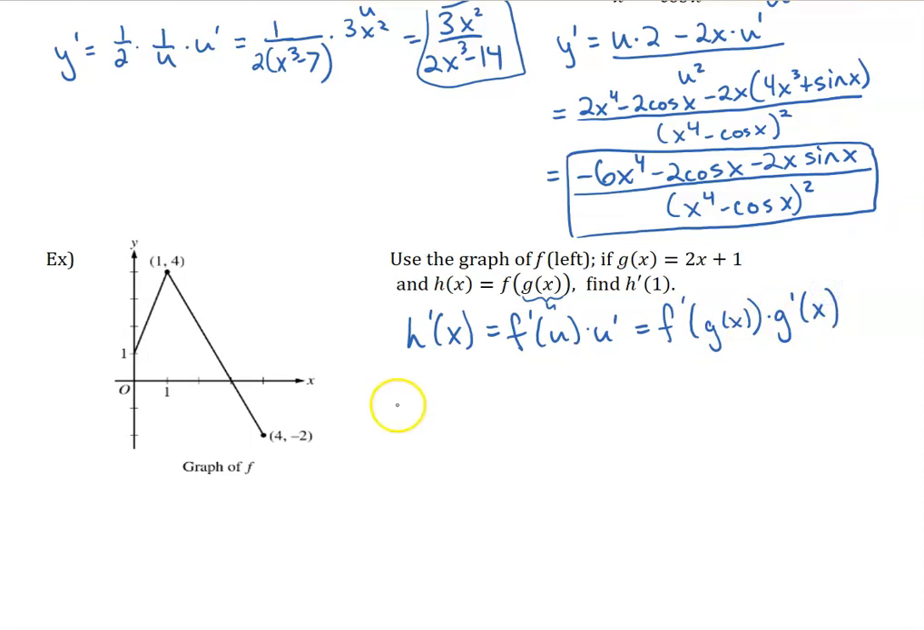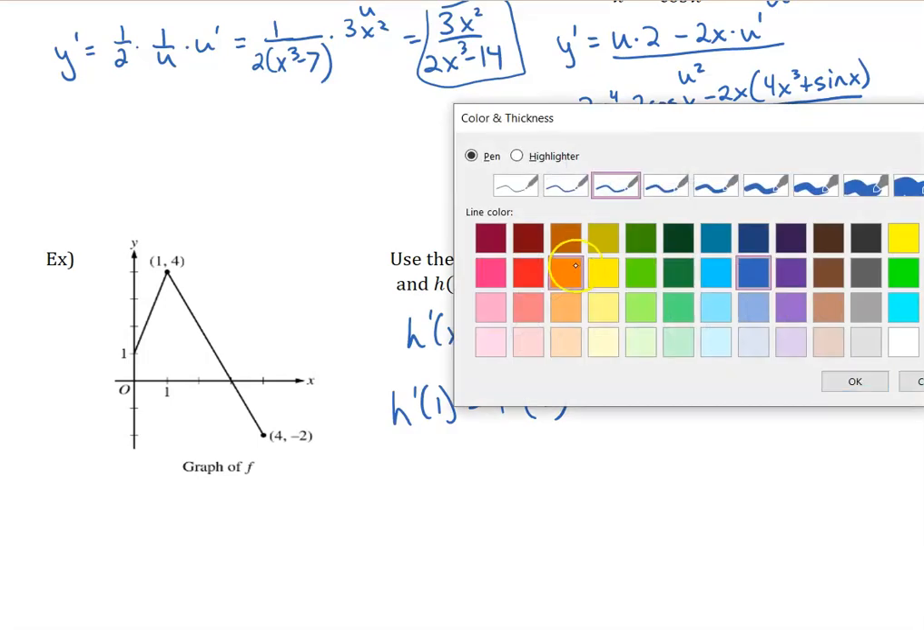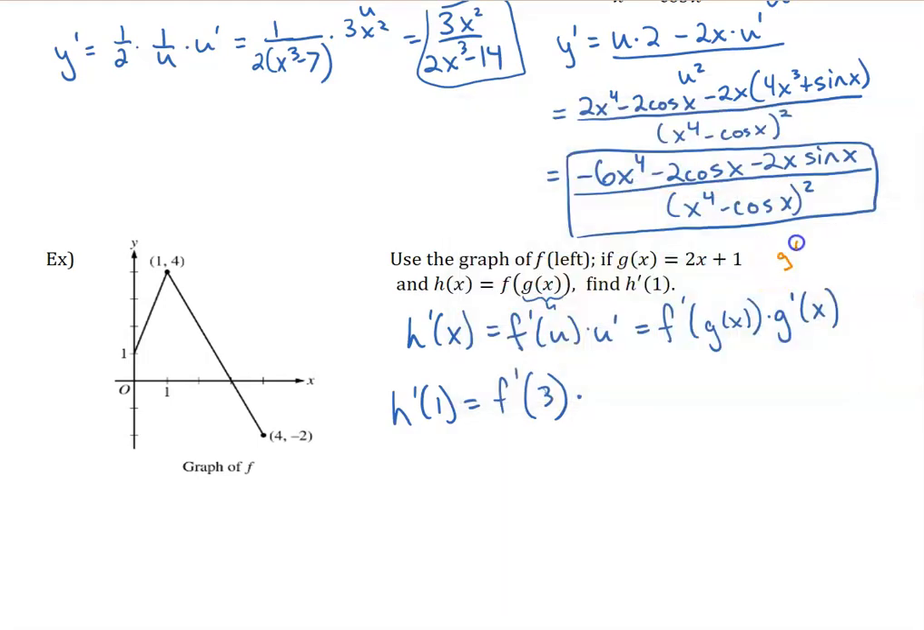And now when we plug 1 into that, okay, we have f prime of, and then what is g of 1? Well, g of 1 would be 2 times 1 plus 1, so that's 3. So f prime of 3, okay, times, and then g prime of x. Well, let's put this over to the side here. G prime of x is equal to 2. So it doesn't matter that we're plugging in 1. G prime is a constant, so we can just put times 2. Okay? And then f prime of 3.